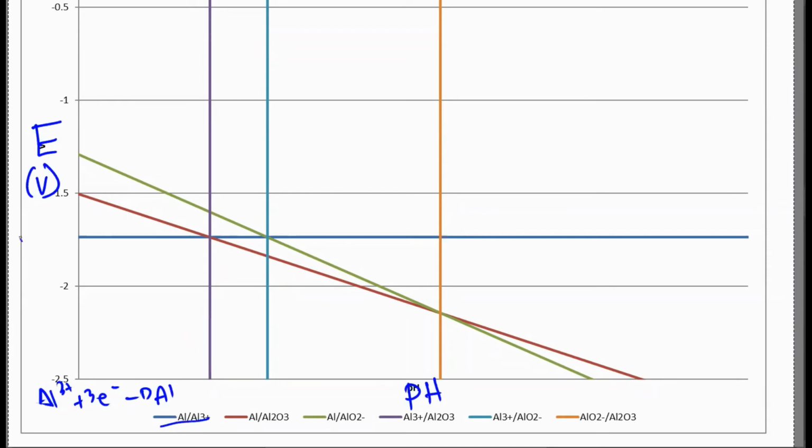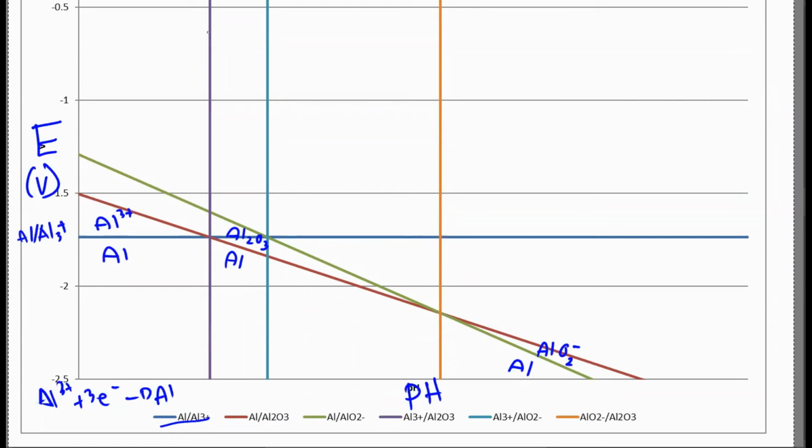This is Al3+. So Al is at the bottom, Al3+ is on top. Or the one that is oxidized is on top. In the same vein, for Al2O3, Al is at the bottom, Al2O3 is on top. For AlO2 minus, Al is at the bottom, AlO2 minus is on top.